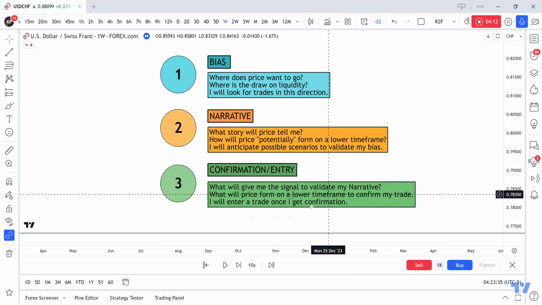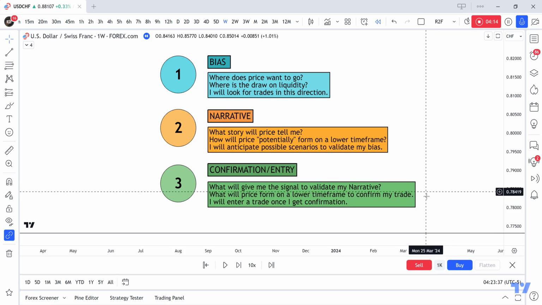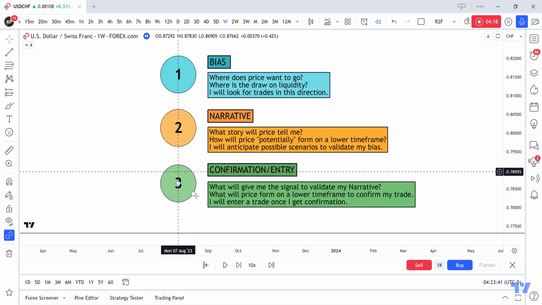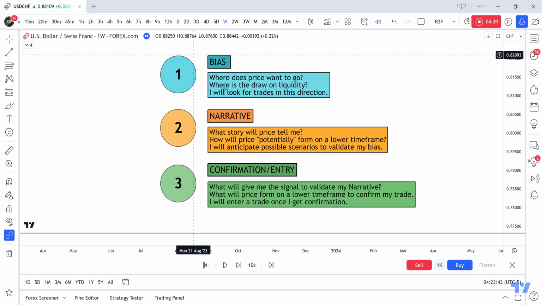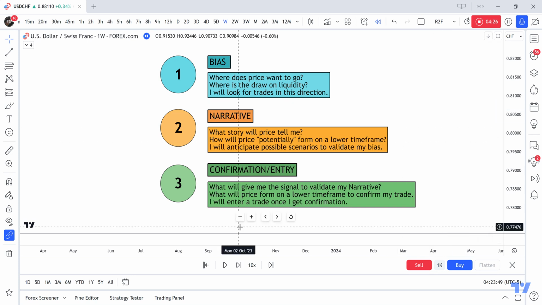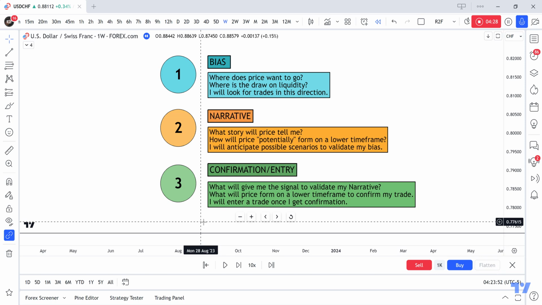I'll enter a trade once I get a confirmation. For me, number three is the most mechanical part of my top-down approach, and numbers two and one have some discretionary elements to them, pattern recognition, stuff like that. So number three may be a shift in market structure with bearish fair value gaps being disrespected and bullish fair value gaps being created, if I'm looking for a long, for example.